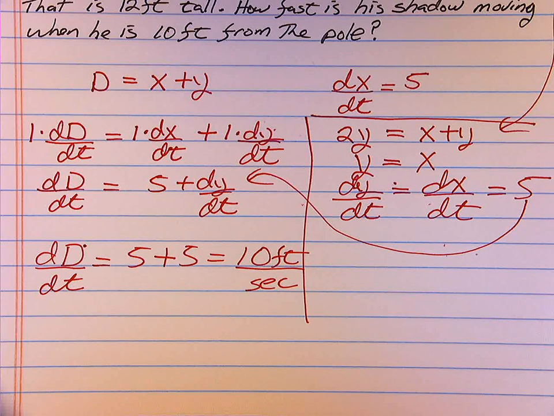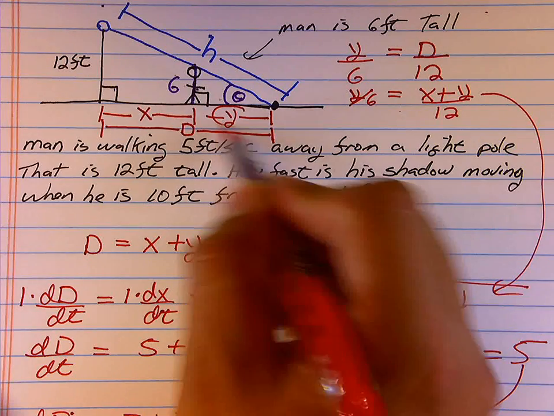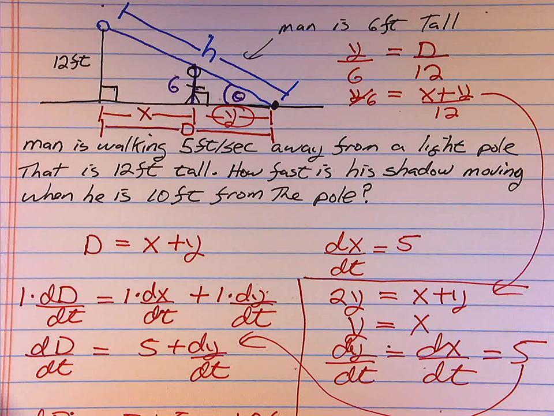We could also figure out how fast the shadow is growing. Actually, we did figure out how fast the shadow was growing. If you look up, that's how fast the tip of the shadow is moving, 10 feet per second. That's dD/dt. If I want to know how fast the shadow is growing, that would be dy/dt, how fast this is changing. So that would actually be growing at a rate of 5 feet per second.